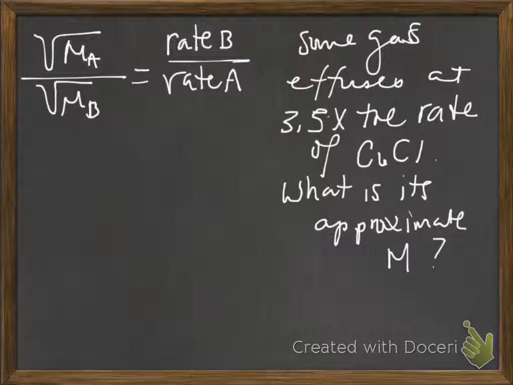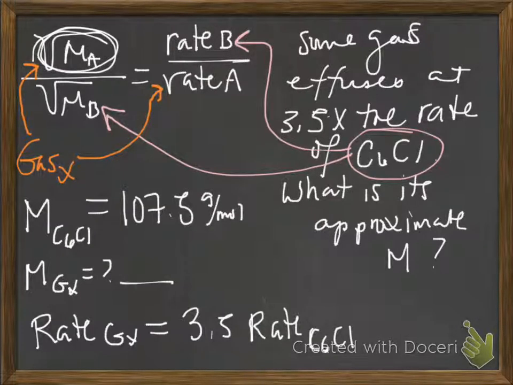The first thing we want to do is rearrange because we are going to solve for one of these. It's really easy if we pick the one on the top. So we've listed our variables. We have the mass of the chlorobenzene. We're looking for the mass of our unknown. The rate of the unknown gas, it effuses at 3.5 times the rate of the chlorobenzene. So we're going to write it exactly like that.